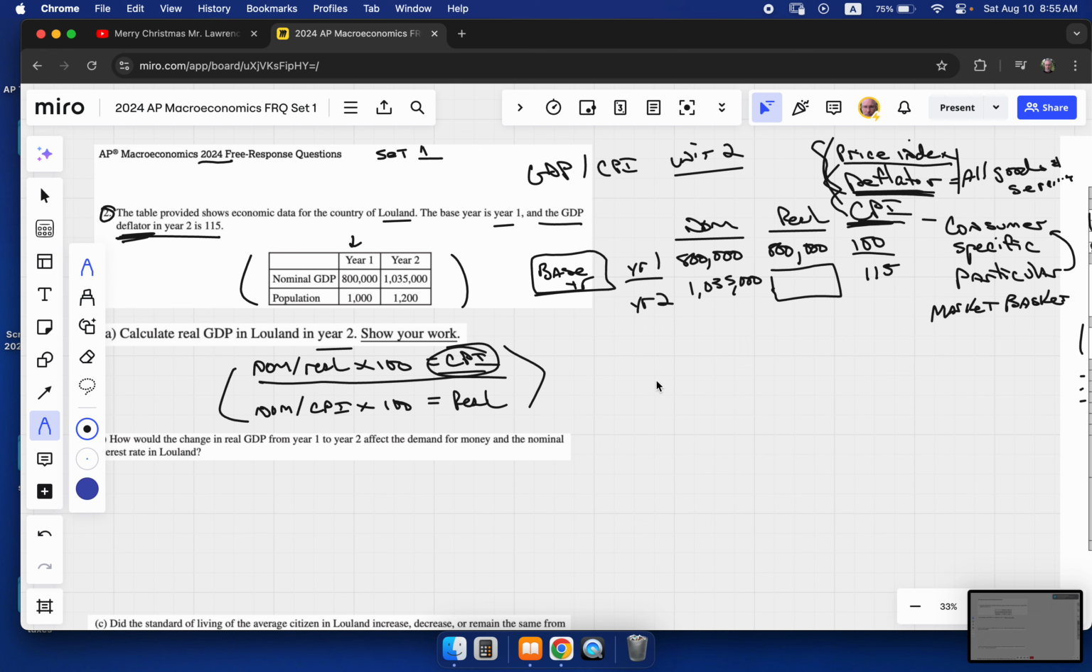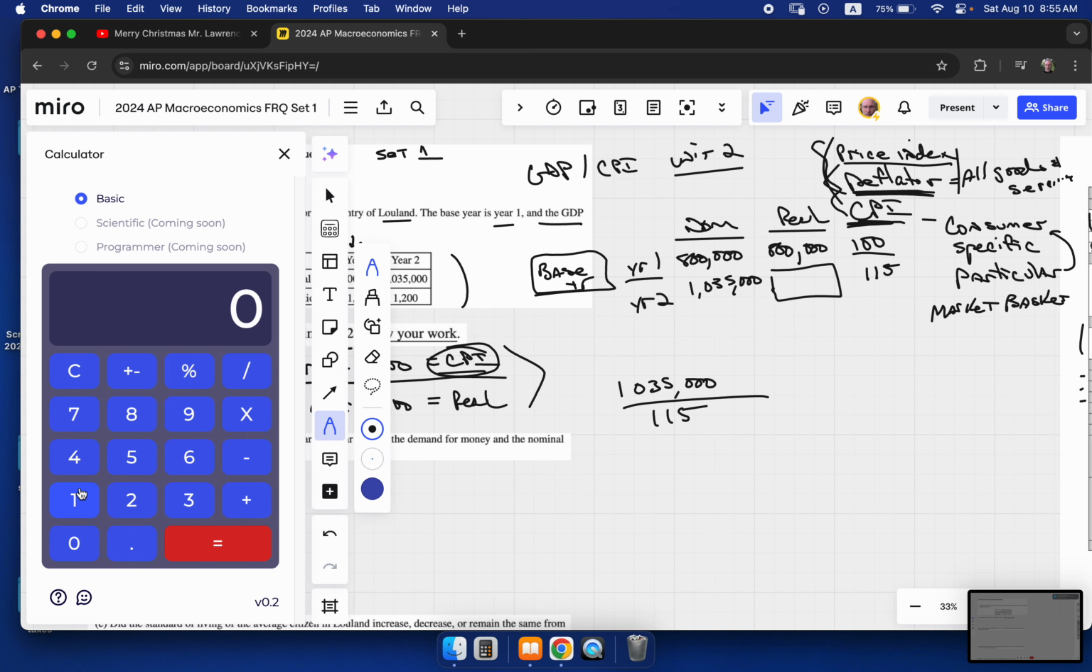It's important to be able to do what you need to do. Cool. All right, let's just plug in some numbers here. We got 1035 over 115. Let's use our calculator here, because I'm not a math guy.